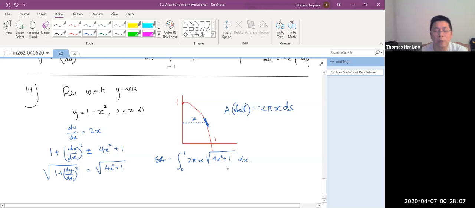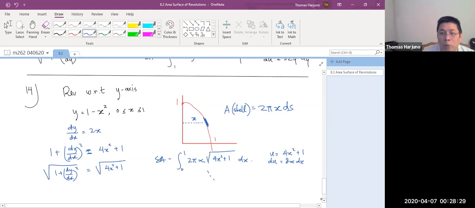That's the setup. And then going on from there, I will use u equals 4x squared plus 1. So du equals 8x dx. Now I think you can go on from there further yourself.